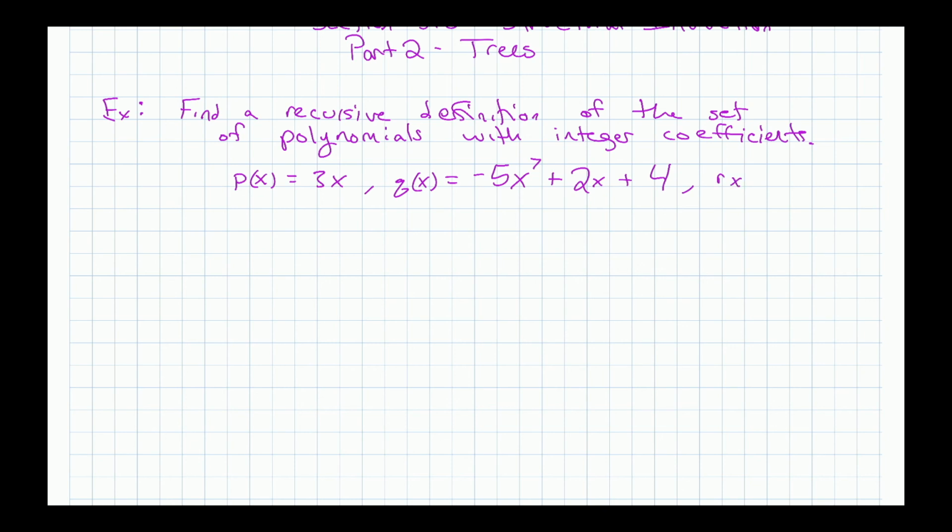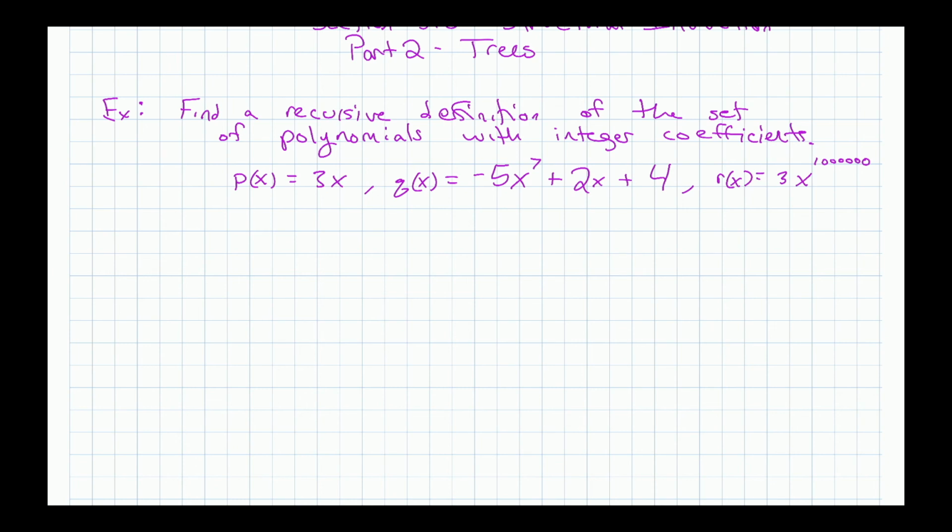you might need r of x equals 3x to the 1 million or something like that. So we have to accommodate all of these cases here. Positive coefficients, negative coefficients, but only integers. And we need all of them in a recursive definition.